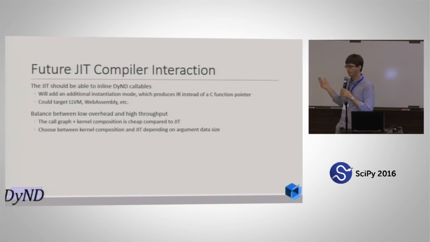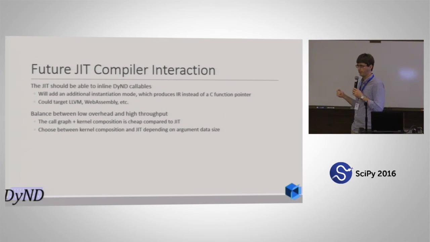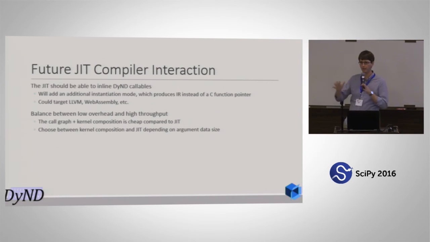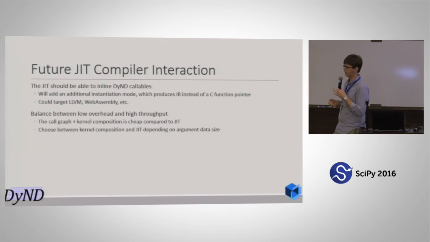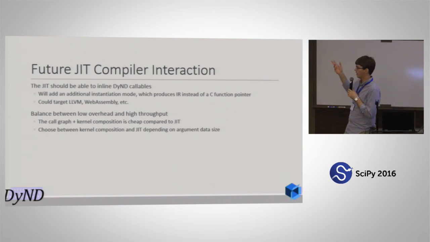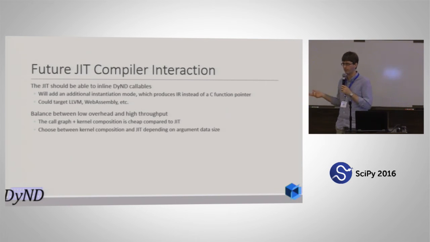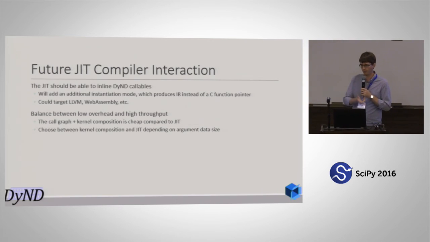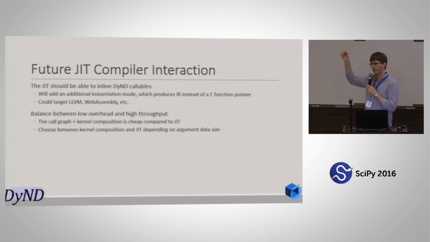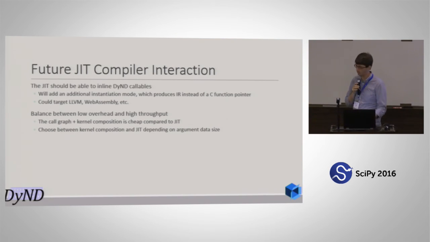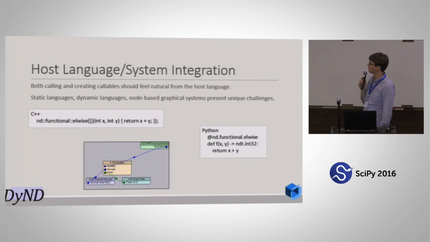So that isn't quite satisfying 100% for people writing JITs, because you want to take that kernel and inline it and let the compiler do whatever it can to optimize everything that it can see. So we plan to eventually add the ability to instantiate down to LLVM bitcode, or things like that. Another idea is balancing between low overhead and high throughput execution. JIT compilation is terrible if you just have a few elements, so you really want to piece together functions if you can in those cases. So choosing between them would be a good thing.